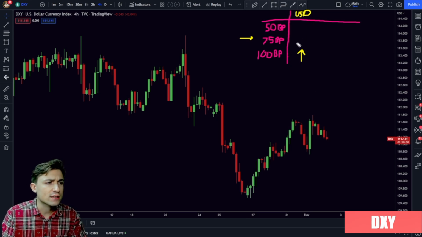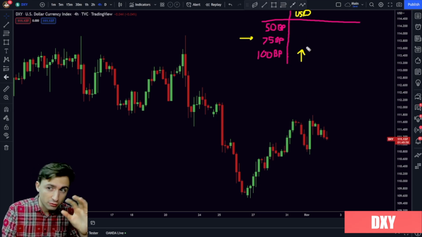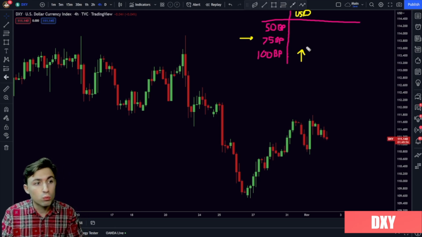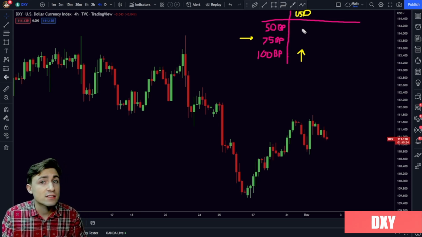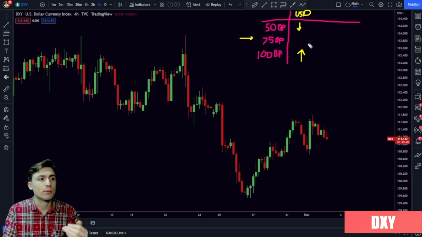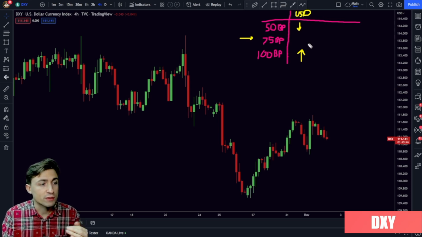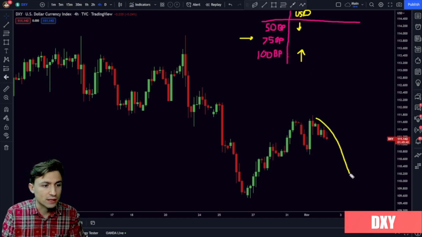Let's take a look at the other side of the coin: what if they come out with less of an interest rate hike than expected? Well, that would be negative for the US dollar. If interest rates rise but less than expected, the dollar might need to correct and pull back a little bit, causing some downside.